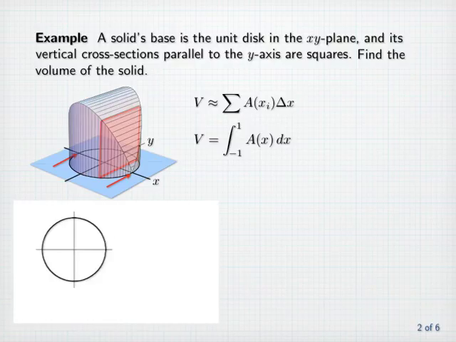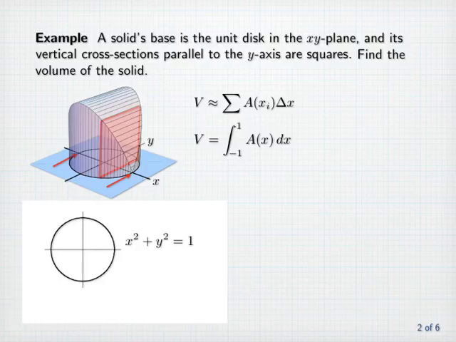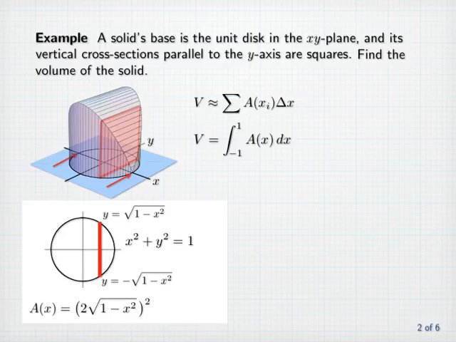So let's look at the unit circle in the plane. Each cross-section is a square whose bottom edge extends from the bottom half to the top half of the circle. At the top, y is equal to the square root of 1 minus x squared, and at the bottom, y is minus the square root of 1 minus x squared. So the edge length of the square cross-section is 2 times the square root of 1 minus x squared, which means that the cross-sectional area is the square of 2 times the square root of 1 minus x squared, or 4 times 1 minus x squared. This will be the integrand in the volume integral.